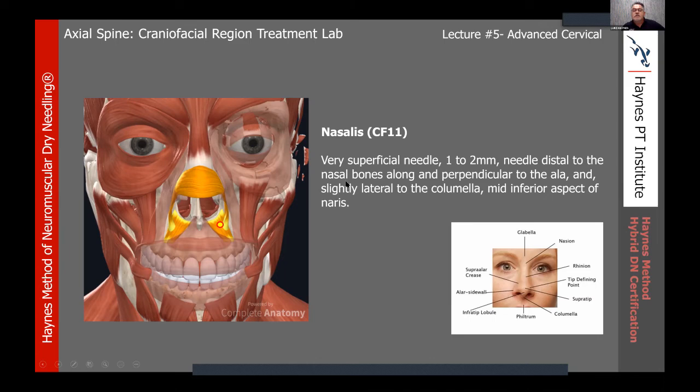We're going to needle distal to the nasal bones, along and perpendicular to the ala, and slightly lateral to the columella. And where did my columella go here? So just superior to the philtrum, we're going to be slightly lateral to that, right about there. How often clinically do we need to needle that? I'm going to stay away from it personally, unless I really see clinical reasons to do it.